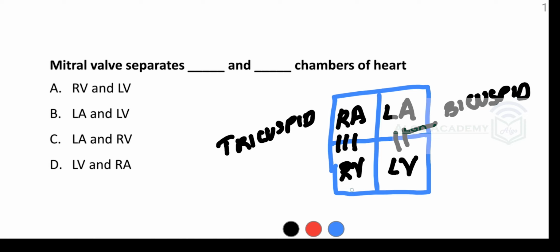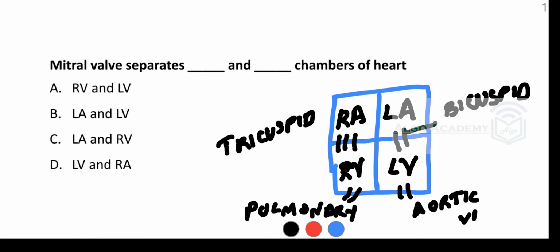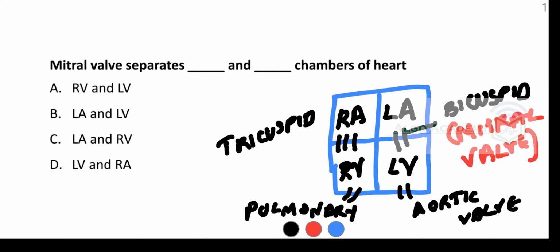From the right ventricle, we have the pulmonary valve. And from the left ventricle, we have the aortic valve. This bicuspid valve is also called the mitral valve. So coming to the answer, the mitral valve separates the left atrium and the left ventricle. So option B is the right answer.